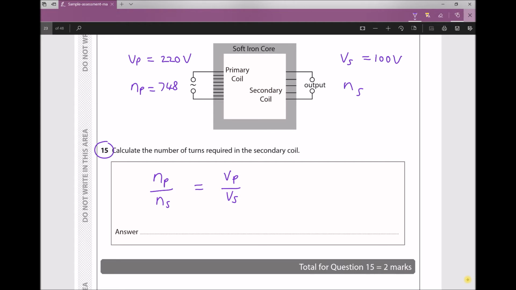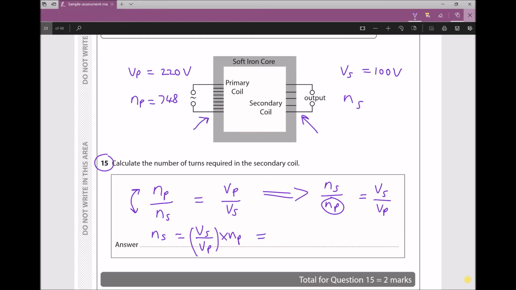Now the thing that we're trying to find, NS, is on the bottom of the equation there. So what we can do is we can flip each side of the equation. Now when we flip a fraction, the bottom becomes the top and the top becomes the bottom. And we're going to do that to each side. So what we'll end up with is NS over NP equals VS over VP. And hopefully now you can see that in order to get the variable we're trying to find on its own, NS, we need to multiply each side of the equation by NP. And we'll be left with NS, the thing we're trying to find, equals VS over VP times NP.